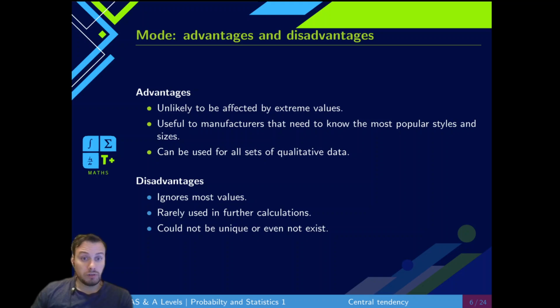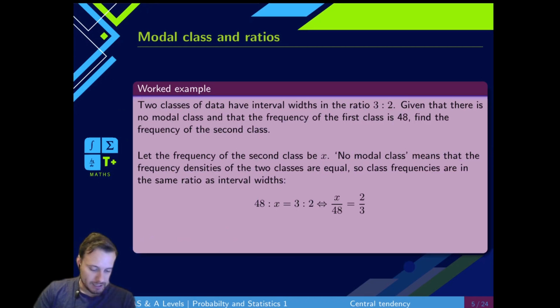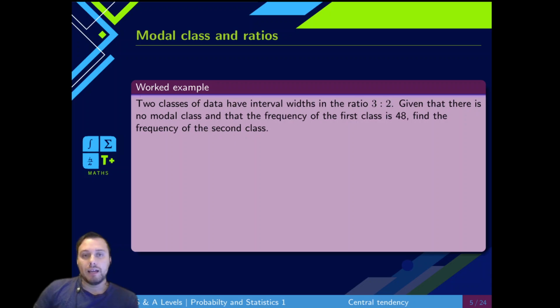Another thing that we can do with the mode that I skipped, but I'm going to go back to now, is that we can work with ratios. For example, in this exercise that we have here, we are given that there are two classes of data. These classes of data have a ratio of 3 to 2 in their widths. And we are told that there is no modal class.